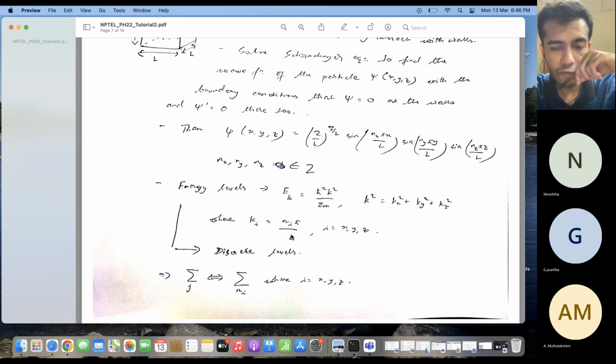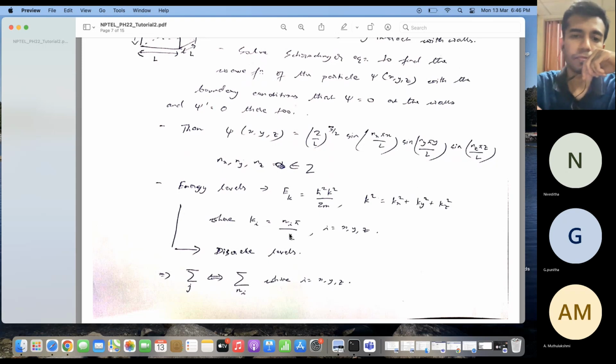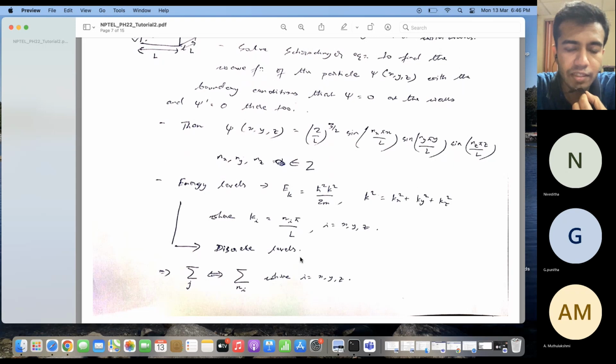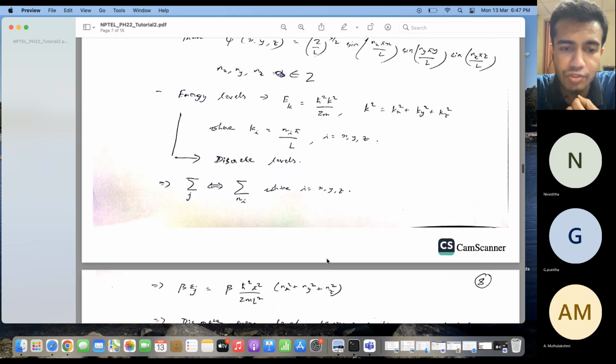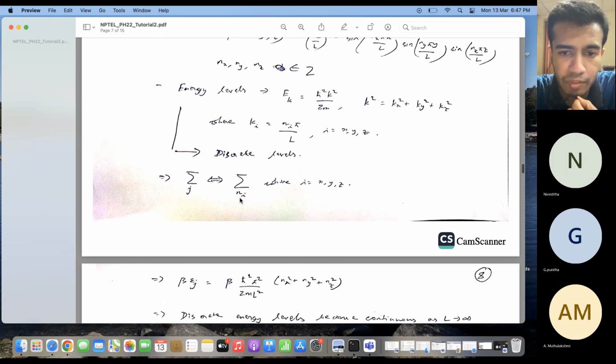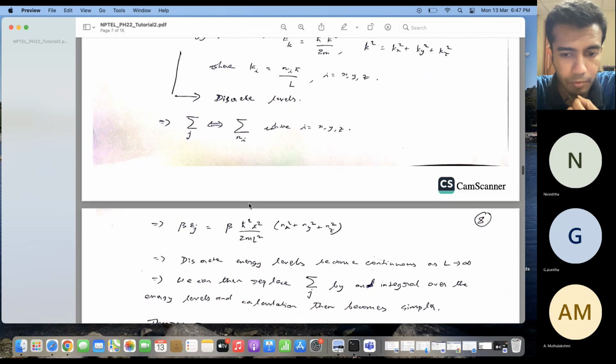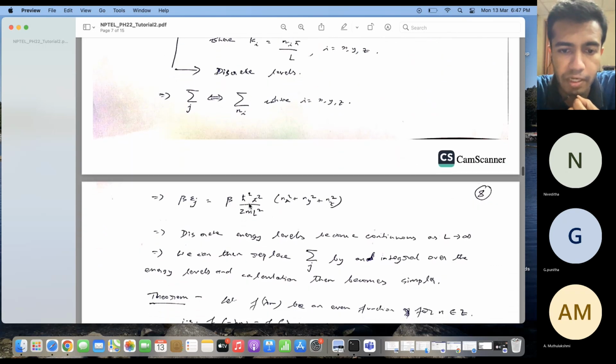So if I now make the length of the box large, that is if I make L larger, then the k's become smaller and smaller. By making the length of the box larger, I reduce the separation between my energy levels. In this way, I can slowly make the energy levels less and less discrete, and finally I go to the continuum limit when I take L going to infinity. When that happens, I can turn the summation over the energy levels into an integration. This is the approximation which I will make now.